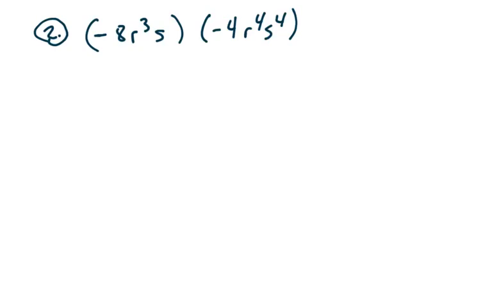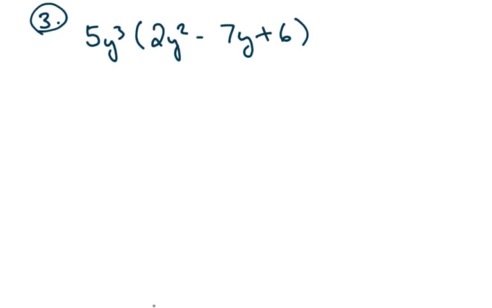Moving right along. We have more of the same, so hopefully you should be able to do this. Pause the video, give it a shot on your own, and let's see what happens. So I'm going to assume you've done so. Negative 8 times negative 4 is going to give me positive 32. R to the third times R to the fourth is going to give me R to the seventh because we add the exponents. S times S to the fourth is going to give me S to the fifth. And I apologize, my S's and 5s look a lot alike. But there you have it.